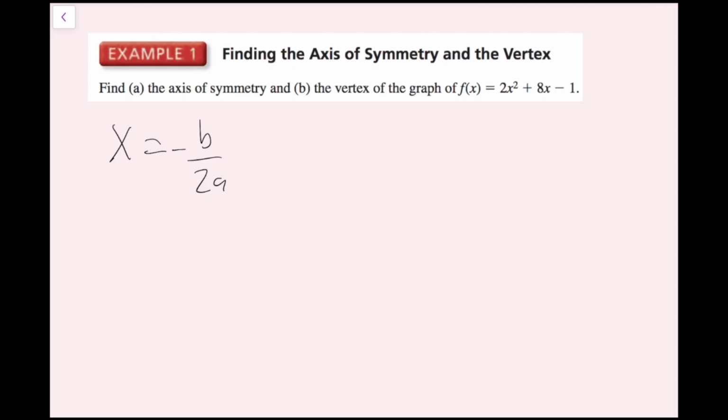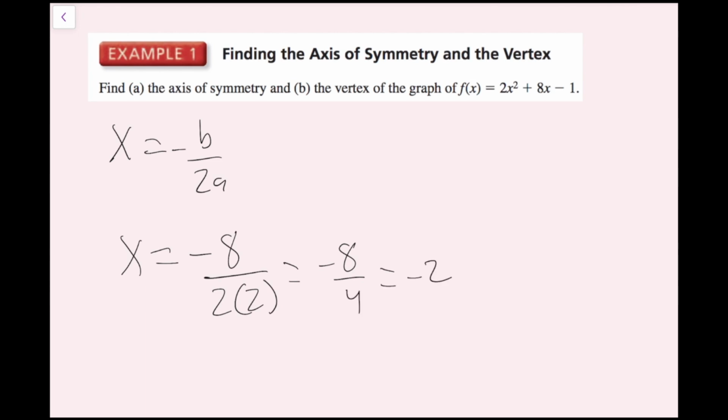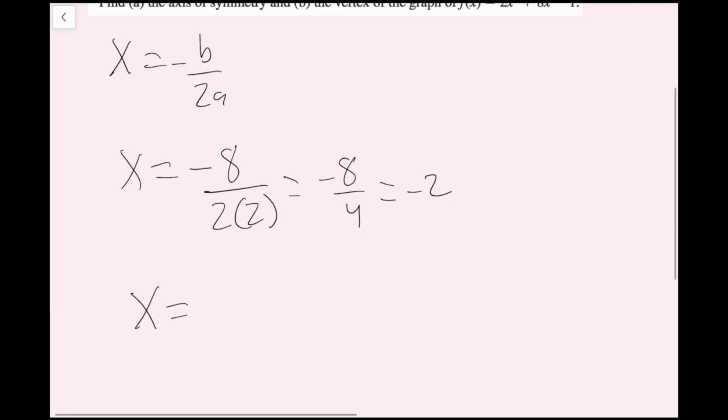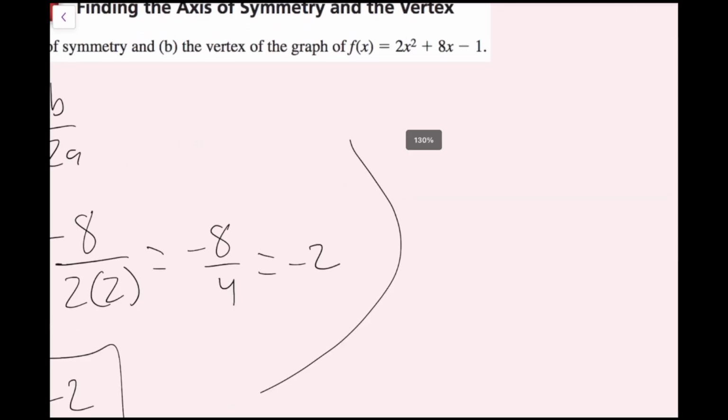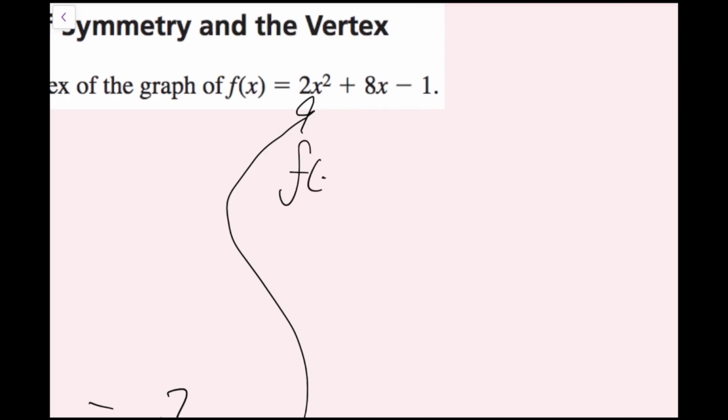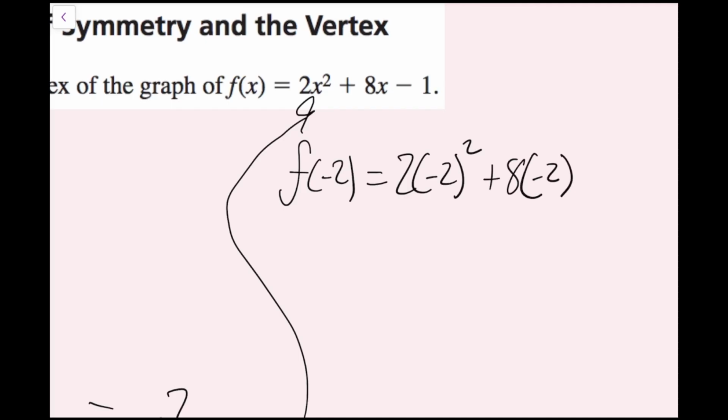So anyway, I'm going to get x equals negative 8 over 2 times a, which is 2, which is negative 8 over 4, which is equal to negative 2. So my axis of symmetry is going to be x equals negative 2. So that's part A. Now for part B, I'm going to take my x value and plug it into my function, so negative 2, and then I get f of negative 2 equals 2 times negative 2 quantity squared plus 8 times negative 2 minus 1.